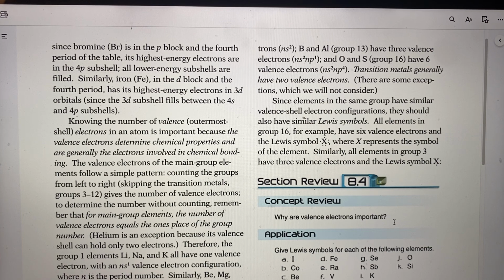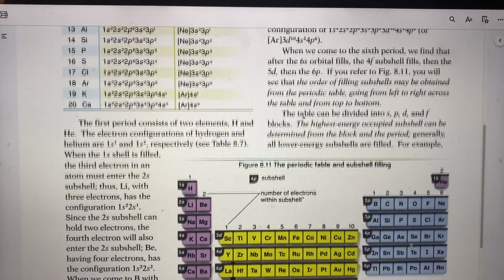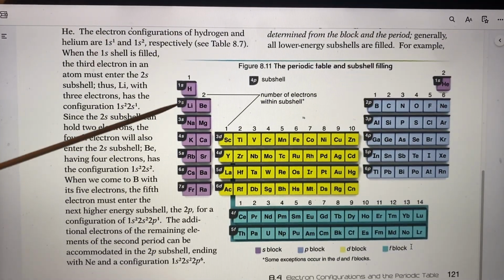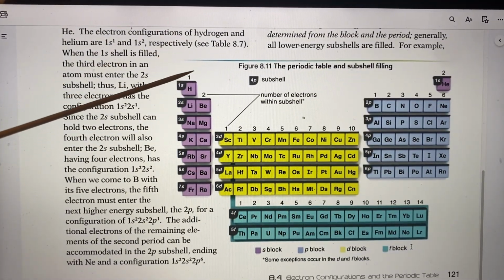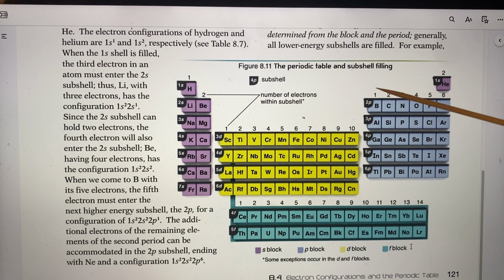Remember, for the main group elements, the number of valence electrons equals the ones place of the group number. And helium is the exception. Let's go back and look at what they are talking about. So it's right here. Basically, this here, 1 and 2, that's going to be its valence. Valence over here is going to be the same over here. So this group and this group are the main group, and so you'll see the valences of all of these.